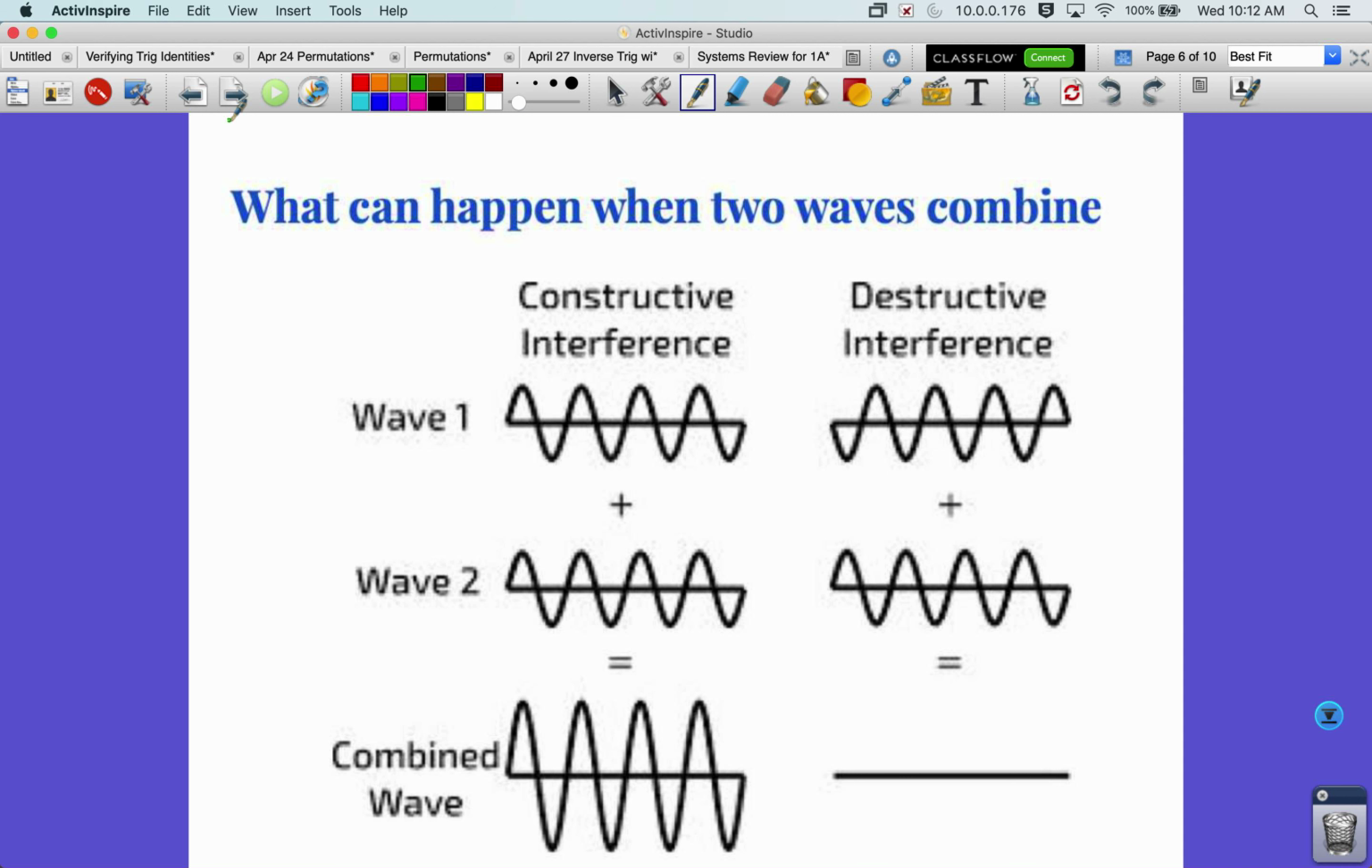We're going to talk about real world applications here. I don't have any problems to go along with them. I just want to talk about sort of why it is important to be able to solve an equation with 2 sine waves.